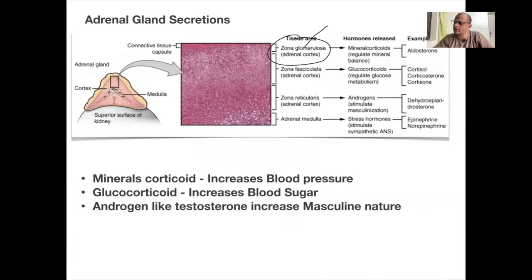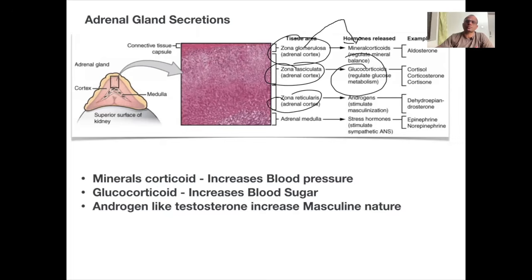So zona glomerulosa secreting one hormone. The name of that hormone is mineralocorticoid. Mineralocorticoid. काम क्या है? To improve the minerals. The zona fasciculata is secreting hormone that is called glucocorticoid. What is the work? To increase the glucose. Glucose को बढ़ाना. Right? Zona reticulata secreting male sex hormone, androgen. So that is increasing the masculine nature. So that's why it's written mineralocorticoid.